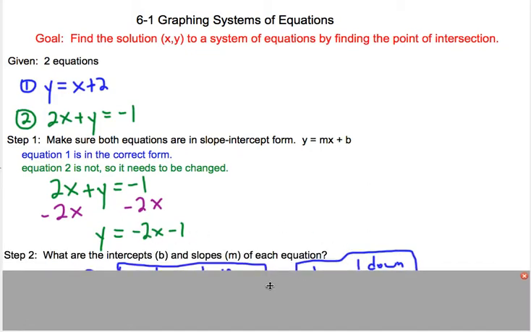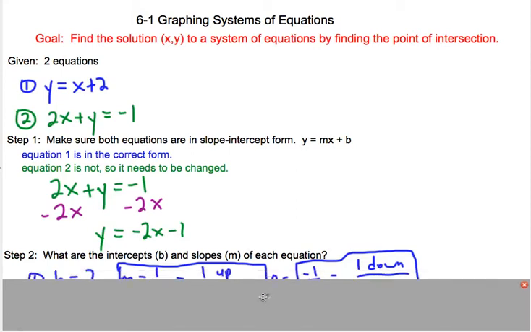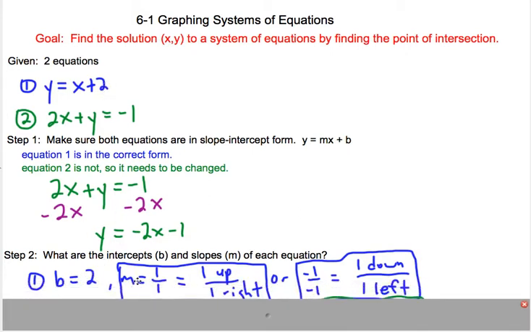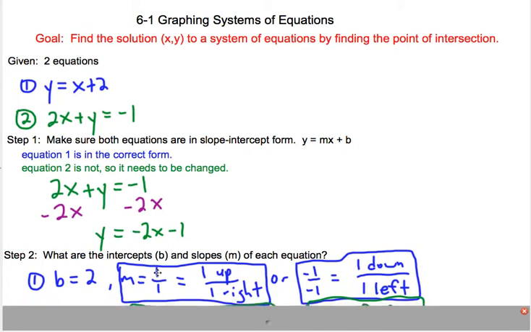So step 2, what are the intercepts and the slopes of each equation? For the blue one, we have b equals 2, right up there, and m equals 1, or 1 over 1, because we always want the slope to be in a fraction. The top number means up, or a positive means up, so 1 up, and then the bottom is 1 right. We could also do this as negative divided by negative, because that would also be positive 1. So this could mean 1 down, 1 left. So that's the information from the blue equation.